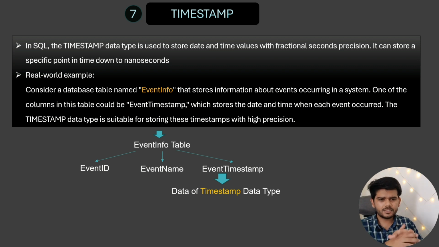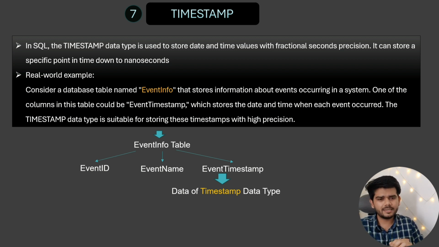Let's talk about the difference between the timestamp and date data types in terms of precision. The timestamp data type provides more precise information, including both date and time with fractional seconds, while the date data type stores only the date without any time component. So that is the difference between timestamp and date. When we require more precision, we can make use of timestamp, and when we require only the date part, we can make use of the date data type. The choice between them depends on the application and the level of precision needed for storing date and time information.